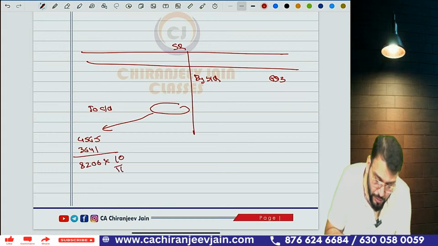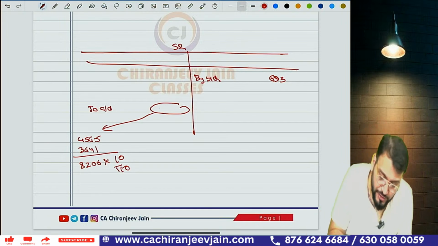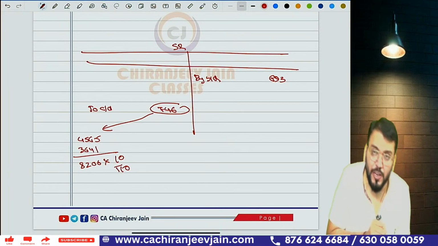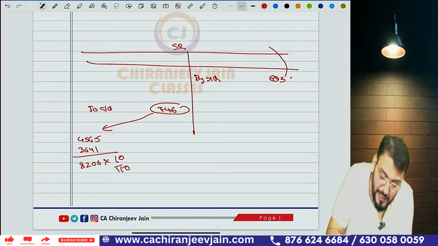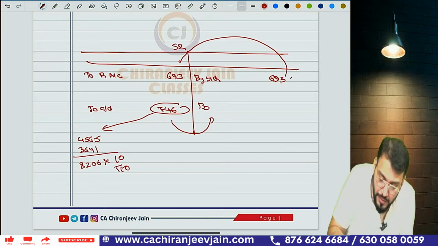8206 into 10 by 110. How much? Into 10 divided by 110. It is how much? 746. So closing stock reserve will be 746. Now this will be transferred to revenue account. We have two revenue accounts. How much? 693. And this will also be transferred to revenue account. By revenue account 746. This is the stock reserve account.